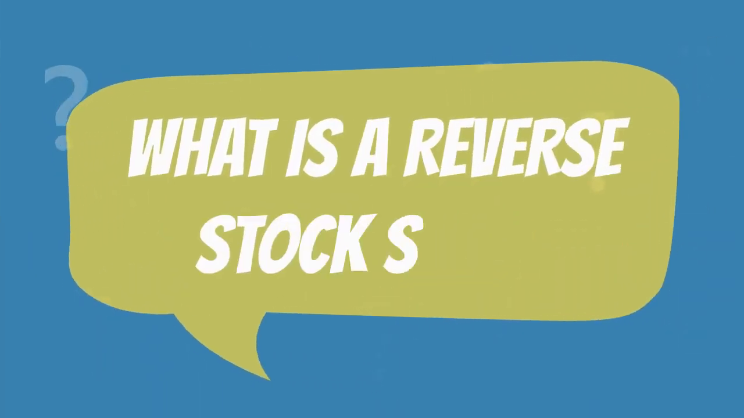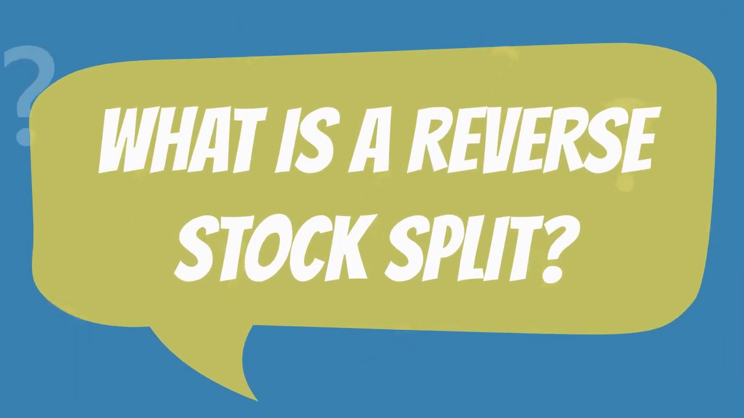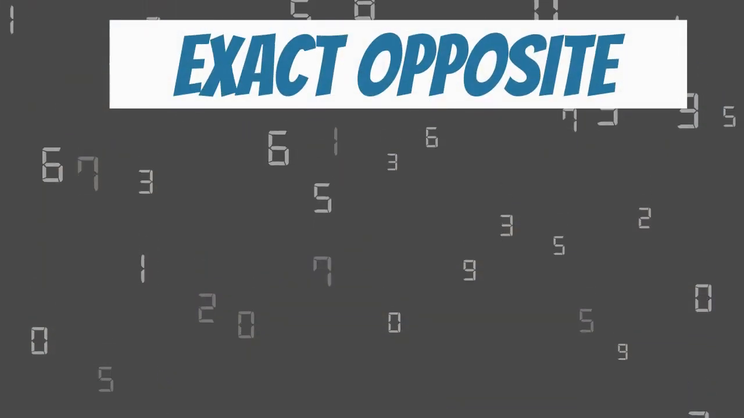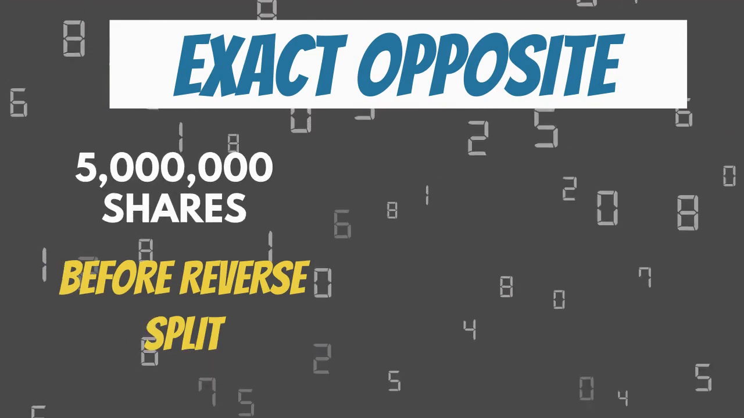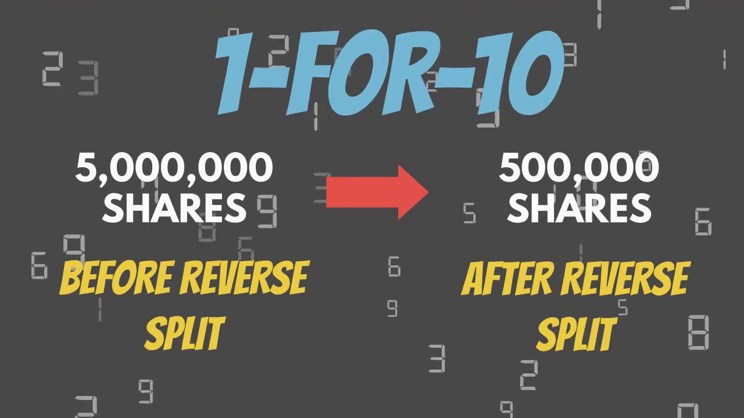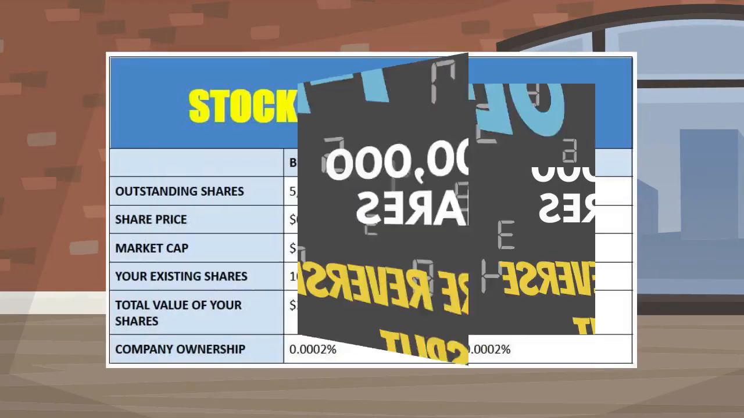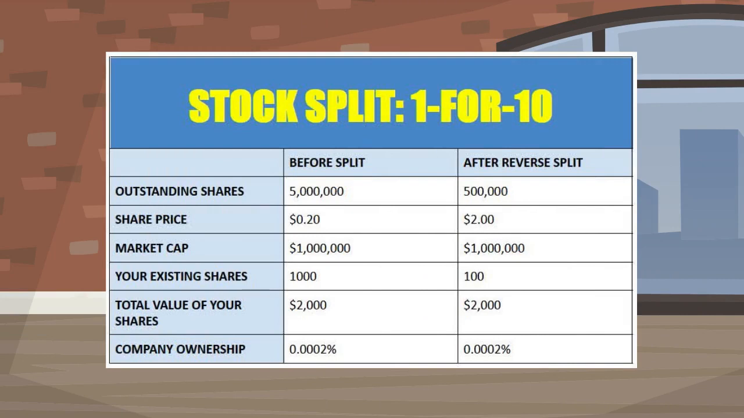With that in mind then, what is a reverse stock split and how does it differ from a normal stock split? A reverse split is the exact opposite of what we just talked about, where a company takes all of the outstanding shares and reduces the amount of shares that they have by a specific factor, and then reissues them to their shareholders. So as an example, if a company were to initiate a 1-for-10 split, your 1,000 shares trading at 20 cents would now be reduced to 100 shares, now trading at $2 a share.